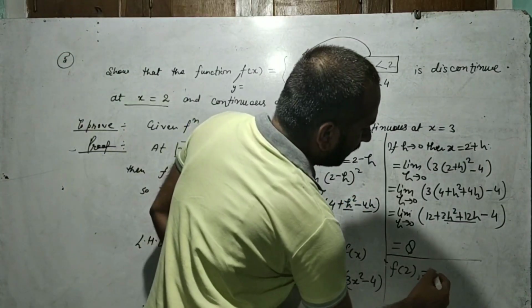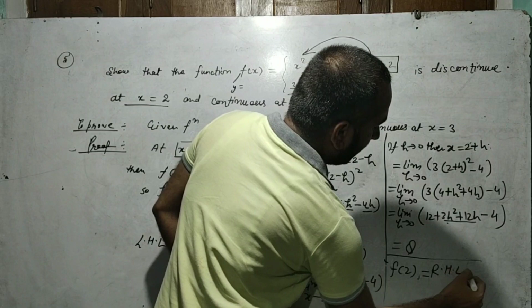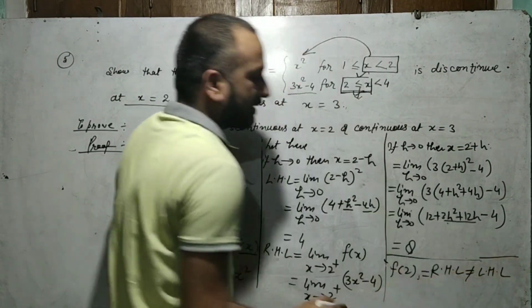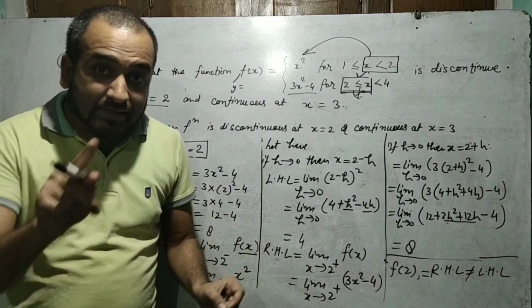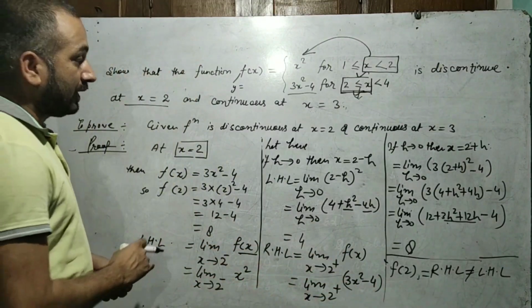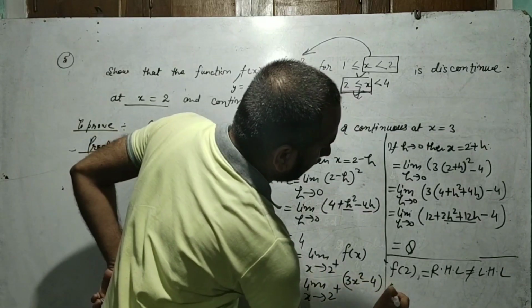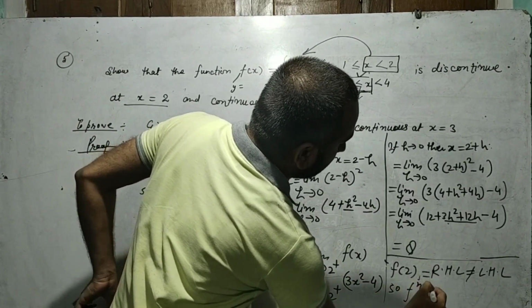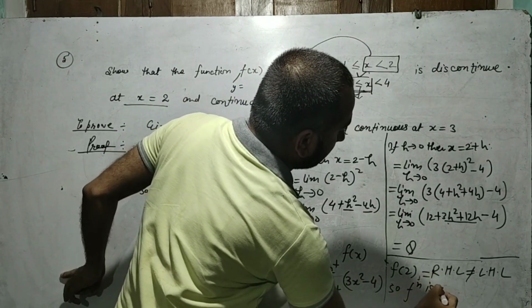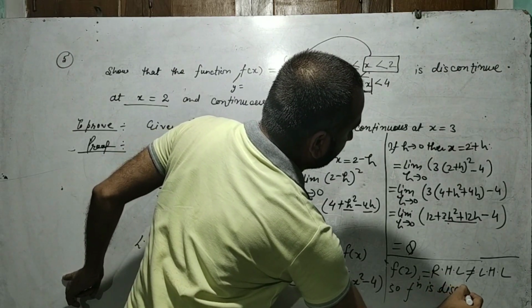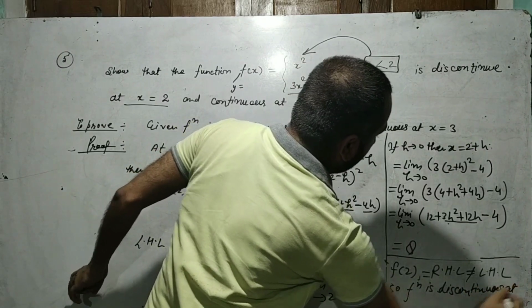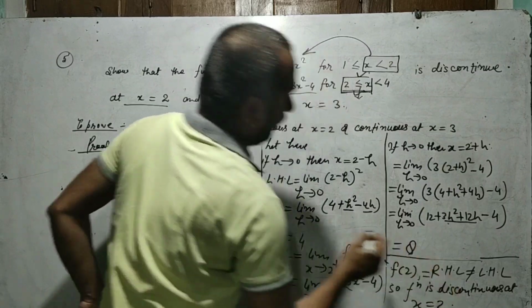So f of 2 is equal to RHL, but RHL does not equal the left hand limit. Okay students, so here the limits are not existing, so the function is discontinuous at x is equal to 2. You will write here: the function is discontinuous at x is equal to 2.